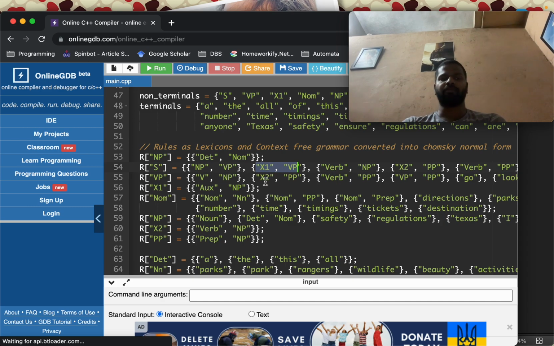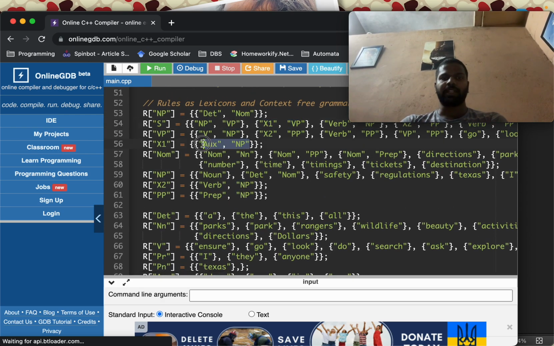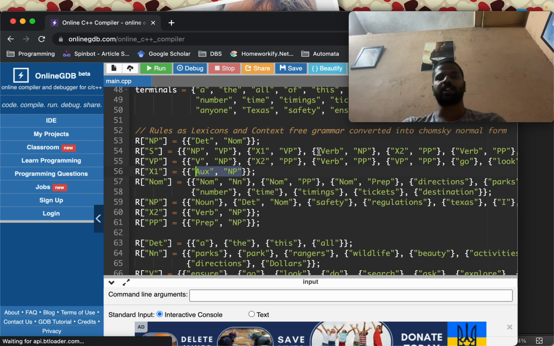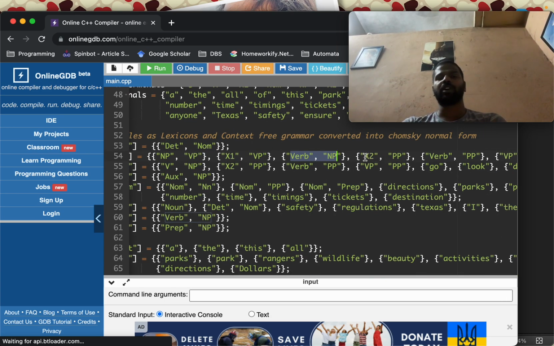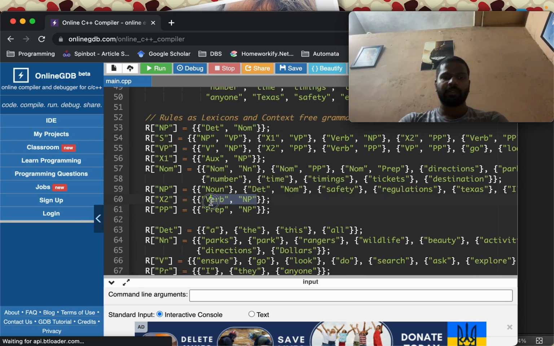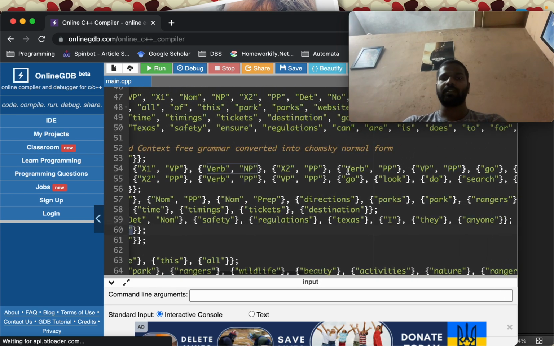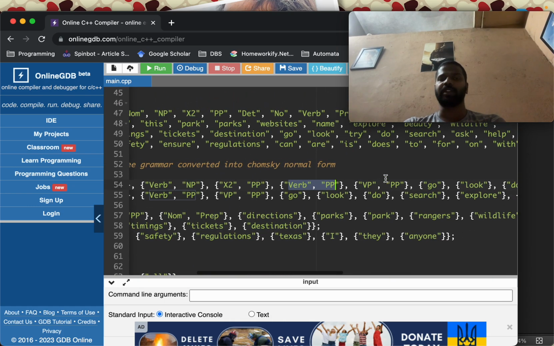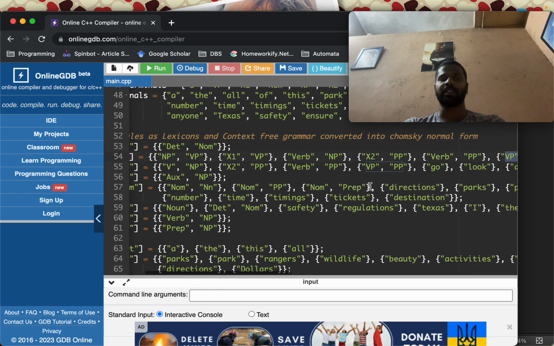The X1 is again an auxiliary followed by a noun phrase and the verb. The third one is the sentence S can be expanded into a verb followed by a noun phrase, and also the sentence can be expanded by X2 followed by PP. Here X2 is a combination of two non-terminals, a verb followed by a noun phrase. The other one, the sentence S can be expanded by a verb followed by a prepositional phrase. The last one, the sentence S can be expanded into a verb phrase followed by a prepositional phrase.